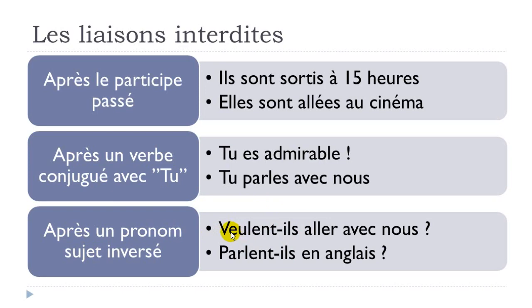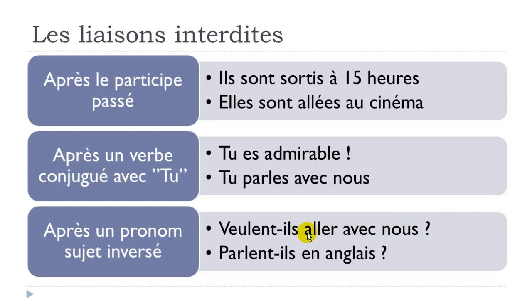If we want to ask a question, first we should put the verb, then we should put the subject, okay? So veulent-ils, all right? So it should go like that. And then if you've got something after, like here, allez avec nous, it could be possible if you think about that. We've got an S here and then we've got a vowel after. But then the rule goes like that.